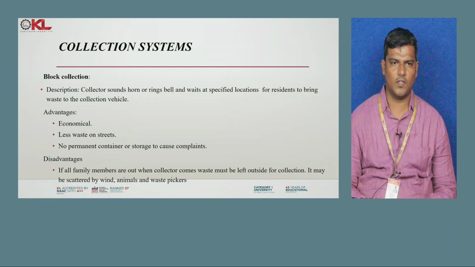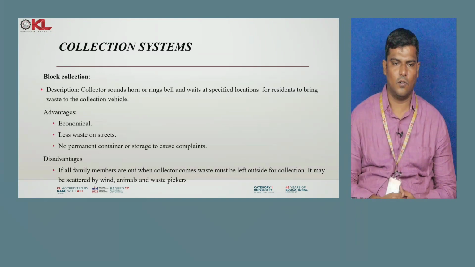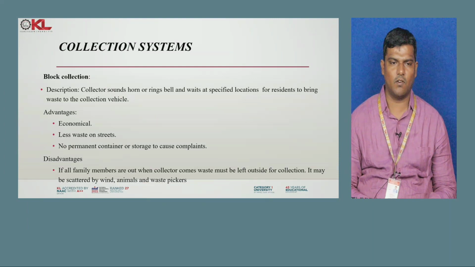So what are the advantages of this type of collection system? It is the economical one, and it has less waste on the streets, and there will not be any permanent container to use. The complaints that are received may be minimized. One disadvantage with this type is, if all the family members are out when the collector comes, the waste must be kept outside for collection. It may be scattered by animals, or by wind, as well as by waste pickers. That is the only disadvantage with this block collection system.